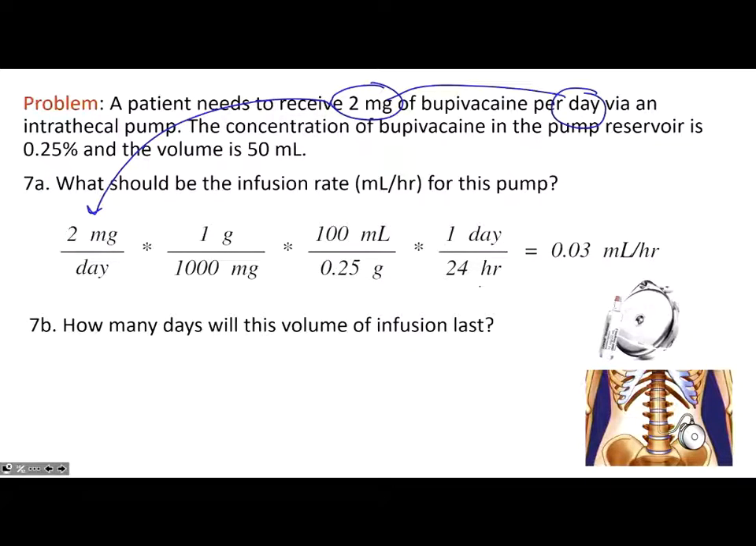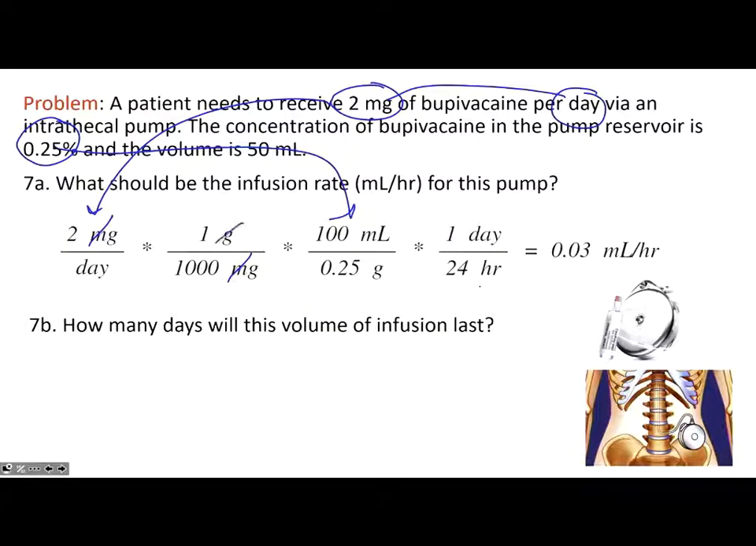Now I just need to convert units. Instead of milligrams per day, I need to get milliliters per hour. All right. So the first thing I did was just to convert units from milligrams to grams. You'll see why here in a minute. So basically I divide by 1,000 so that I can convert milligrams to grams. Now I'm in grams per day. And I can use my concentration because here I was told it's a 0.25%. That's 0.25 grams per 100 mils.